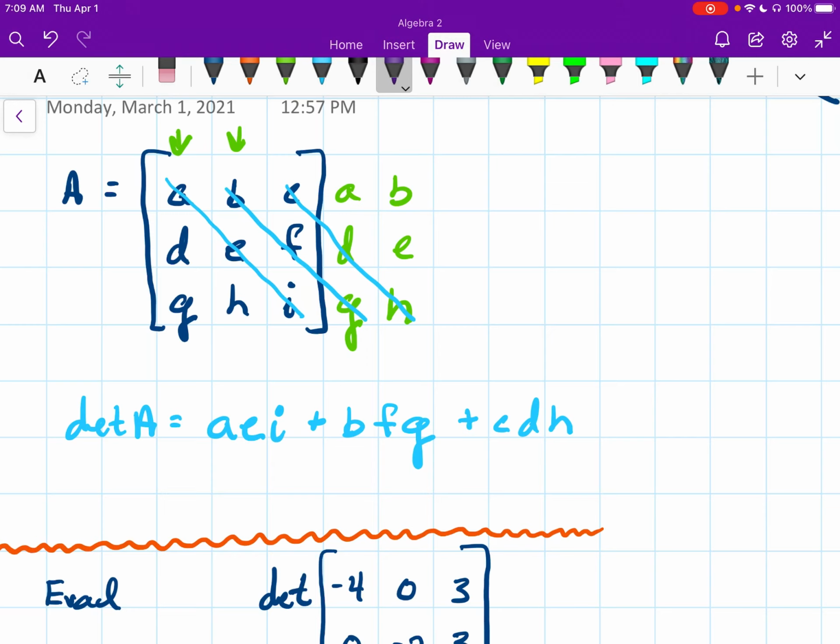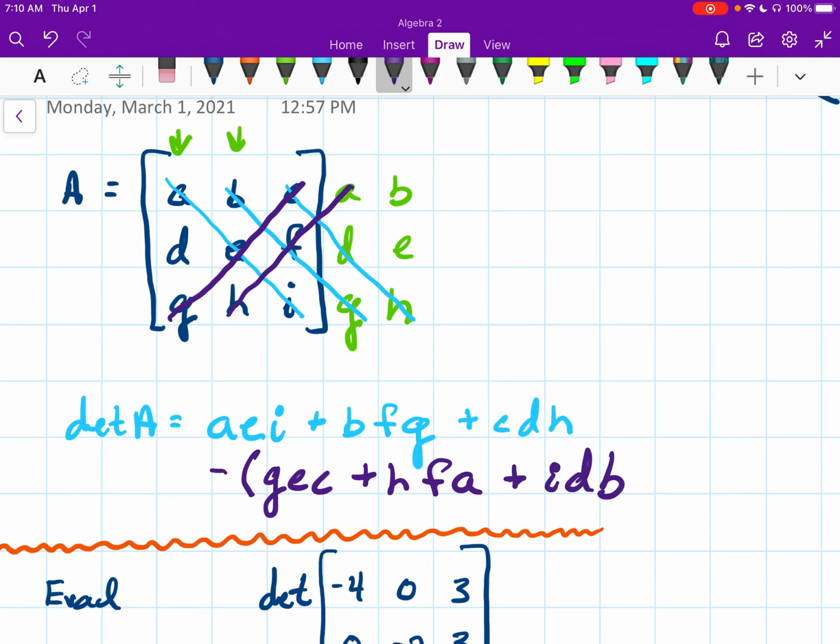Now we're going to have a minus and open a parenthesis, and we're going to do the opposite, the positive slope now. So this will be G, E, C. Next up will be H, F, A. And lastly will be I, D, B. All right, and that is our full determinant formula. You go down the three negative slopes where you add them, and the three positive slopes where you subtract them.